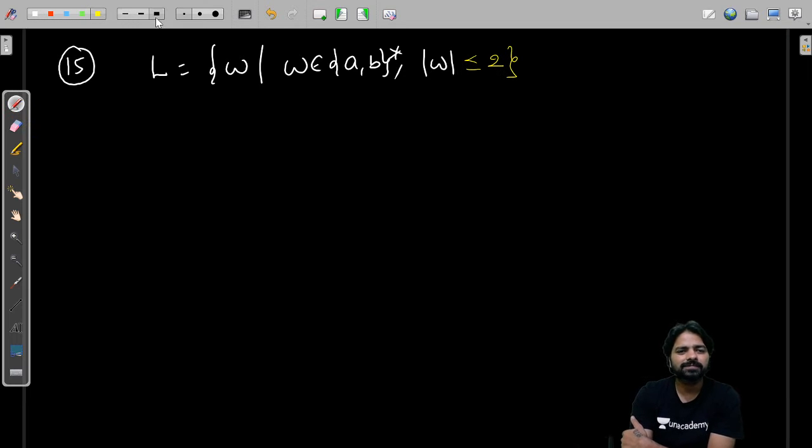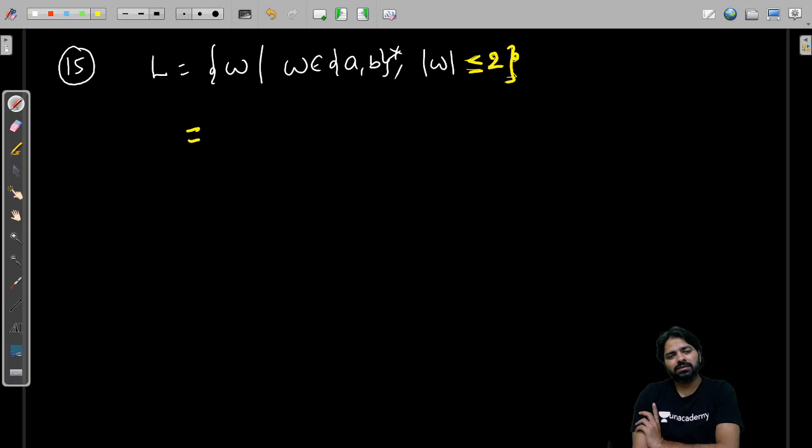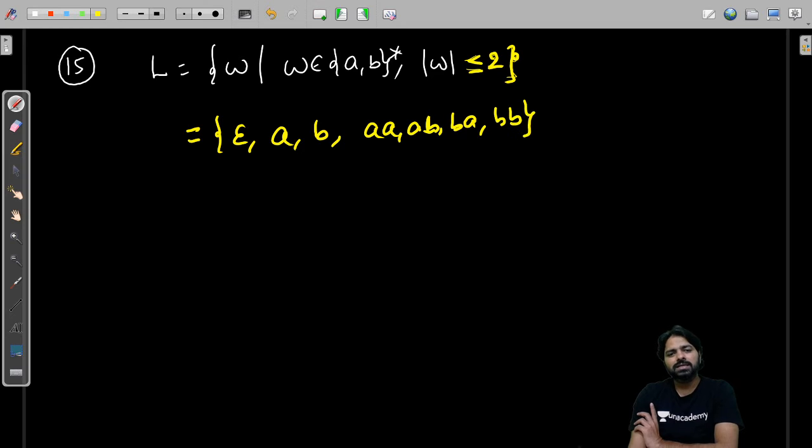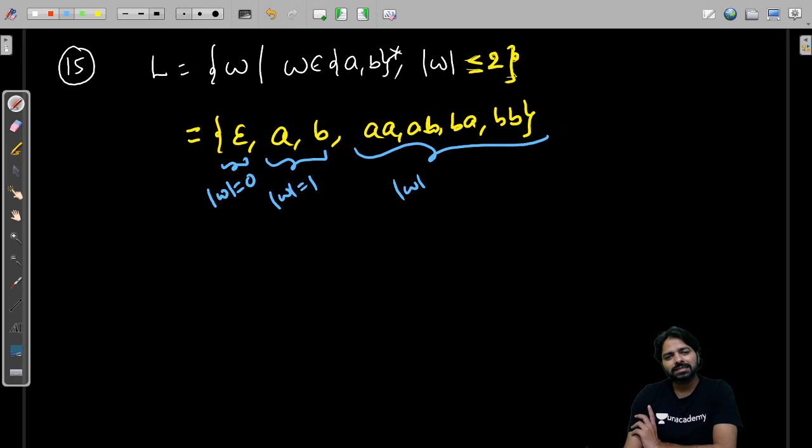What is the answer, guys? Less than or equal to 2. These are the at most two length strings. At most two length means you will have 0 length, 1 length, 2 length, like epsilon, A, B, and double A, AB, BA and double B. So how do you interpret it properly? This is length of W is 0, these two are 1 length, and these are 2 length strings.